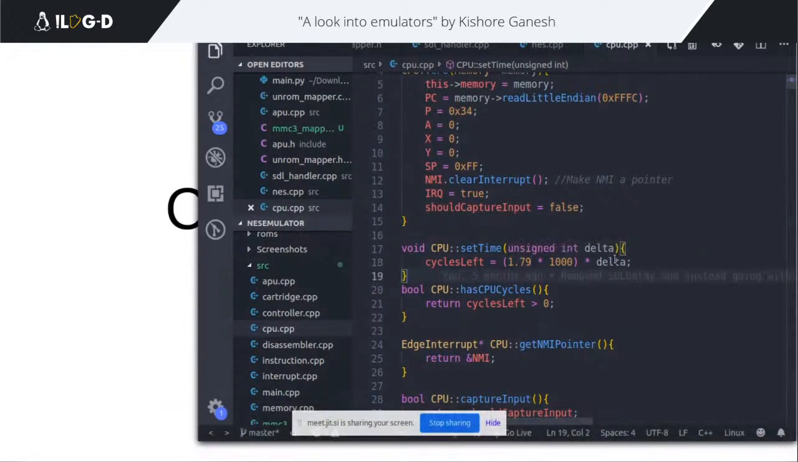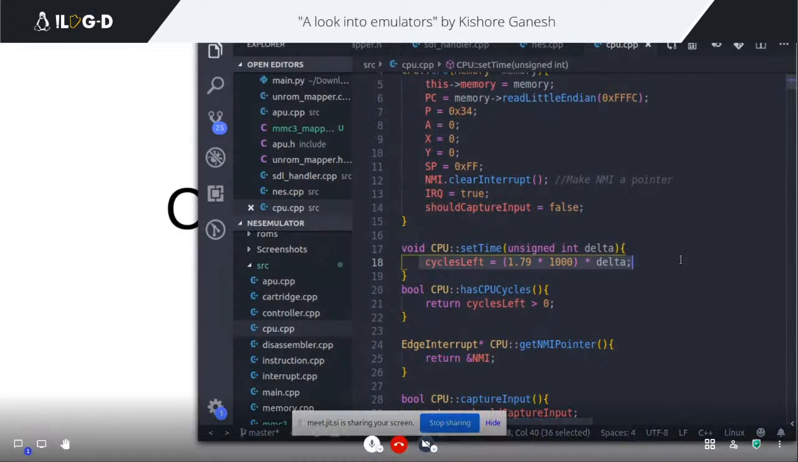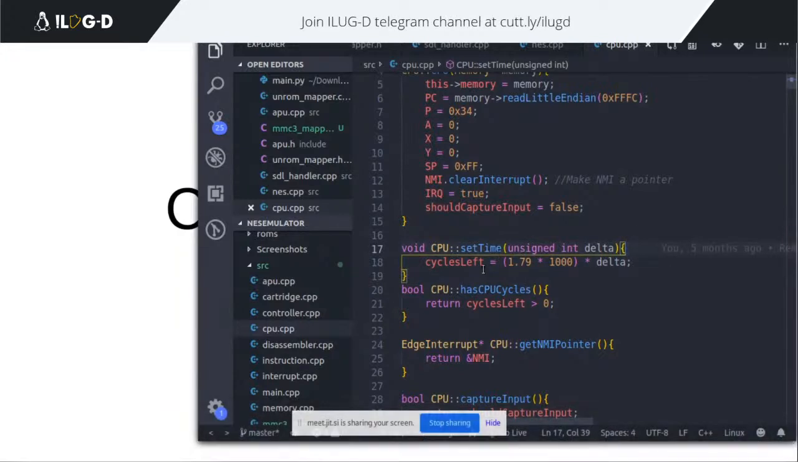Per second. And we have the delta, which is given to us in milliseconds. So we know that it needs to run this many cycles in the time given. So we are making the cycles proportional to the time. You don't need to understand the exact formula, but basically we are making the cycles proportional. So that's one thing I wanted to show you, how we are actually doing the whole cycles thing.